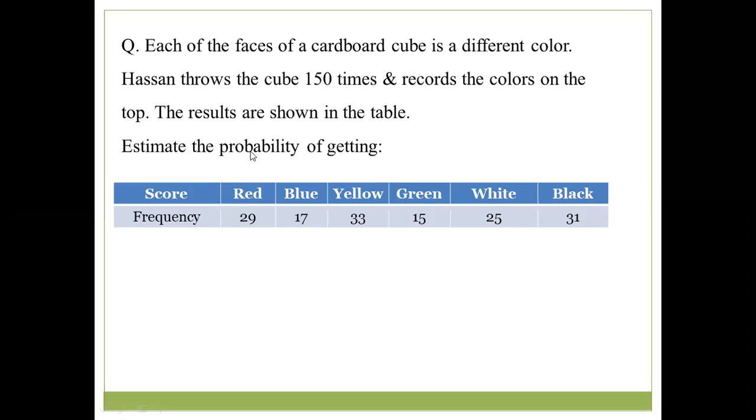Okay, so we have the total number of frequencies, which is 150, and then we will start asking what is the probability of getting a black. Who wants to help? I would love to see hands up. Who wants to participate? Let's see who. Okay, we have 3 participants.